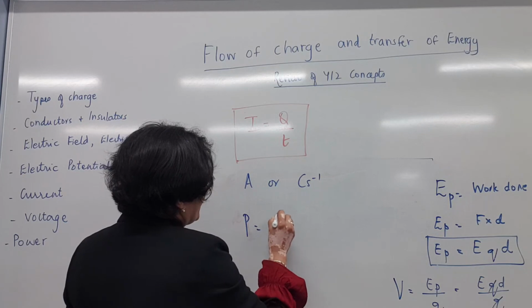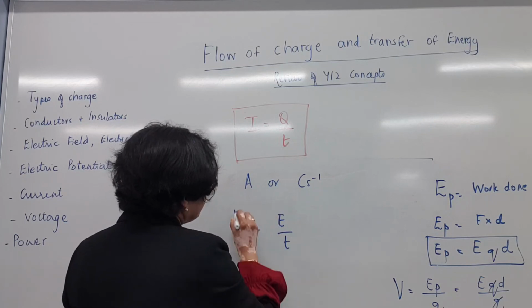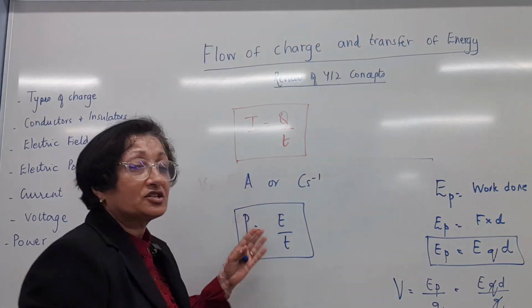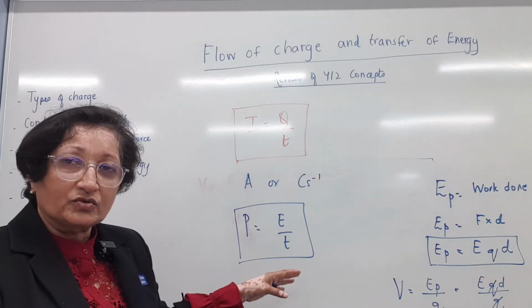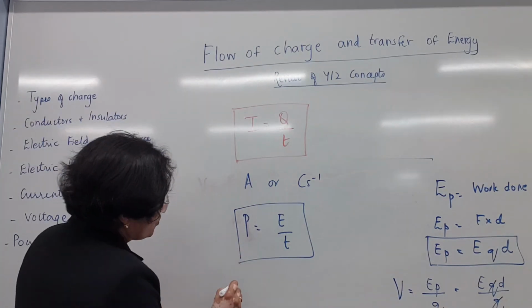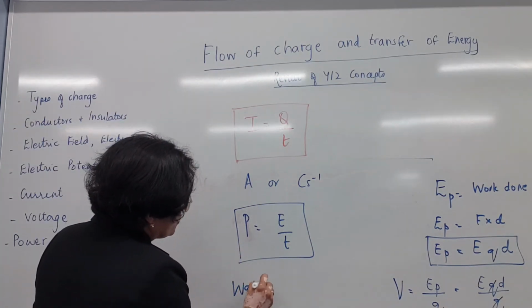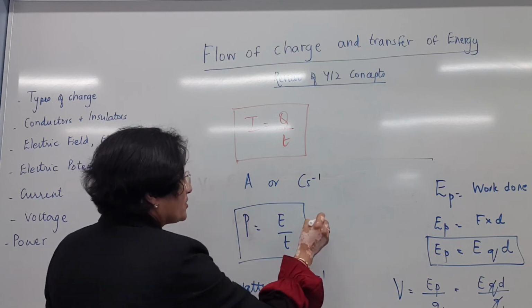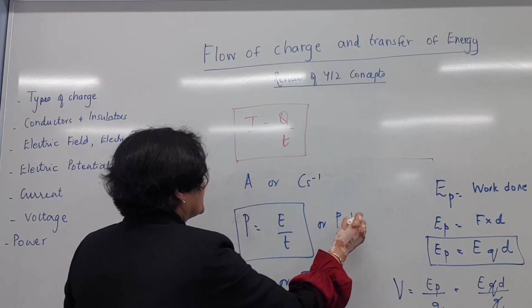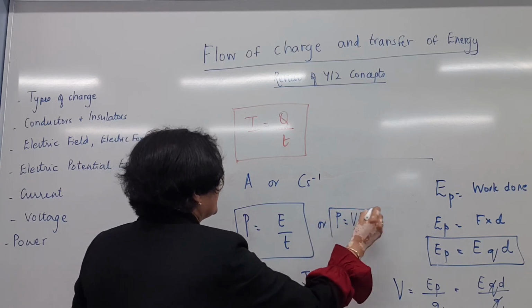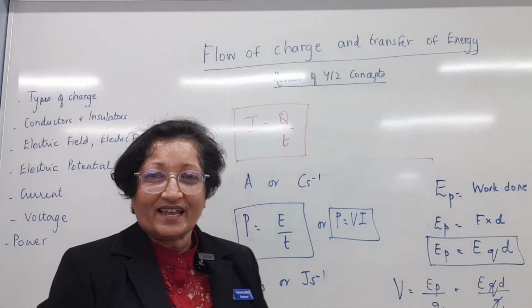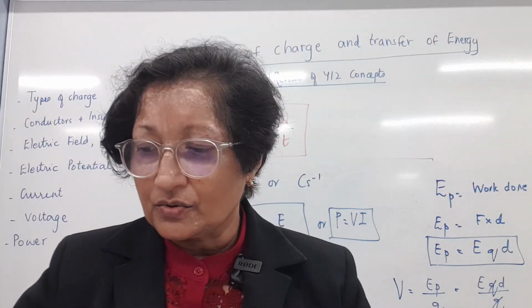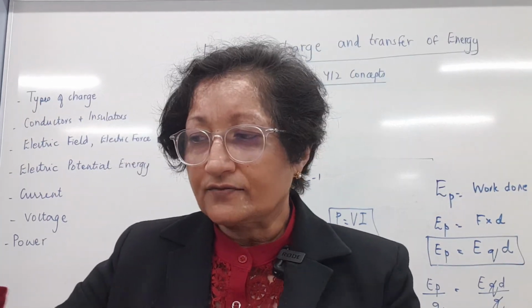And the last thing I'm just covering in this is power. Power is how much energy is used each second, how much electrical potential energy is used per second. So it's measured in watts, or it could also be measured in joules per second. Power can also be calculated, as we learned earlier, as voltage times current. So that is just an introduction to flow of charge and transfer of energy.